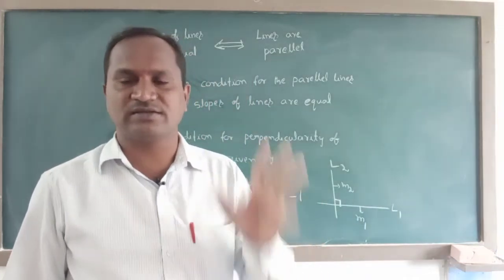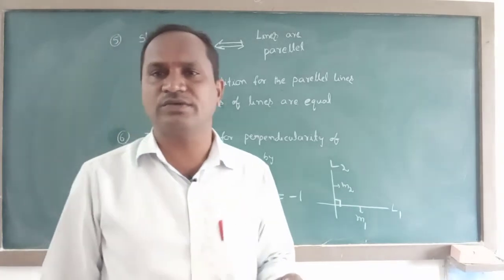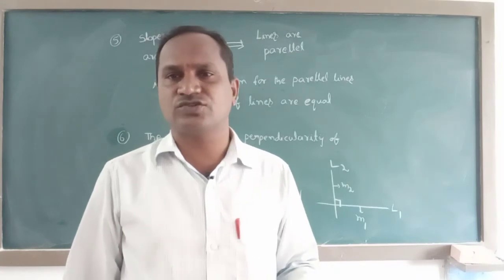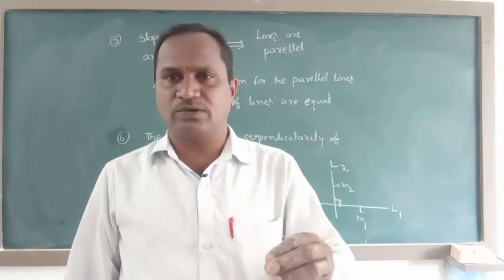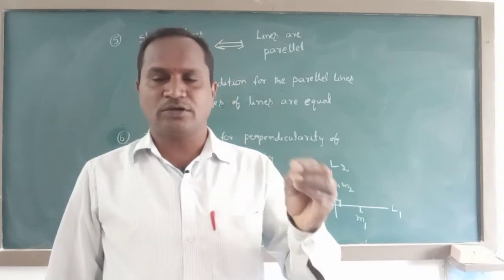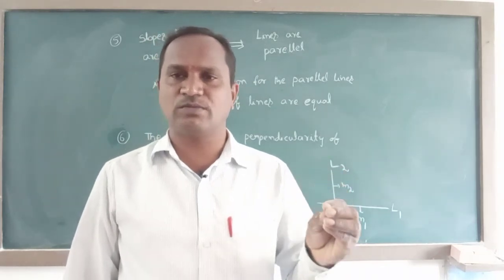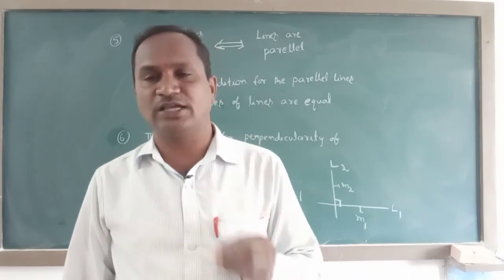to -1. Wherever in analytical geometry you hear about perpendicularity of two lines, you must and should take the product of slopes of the given two lines to be equal to -1. When the product of slopes of given two lines is equal to -1, definitely those two lines are perpendicular to each other.